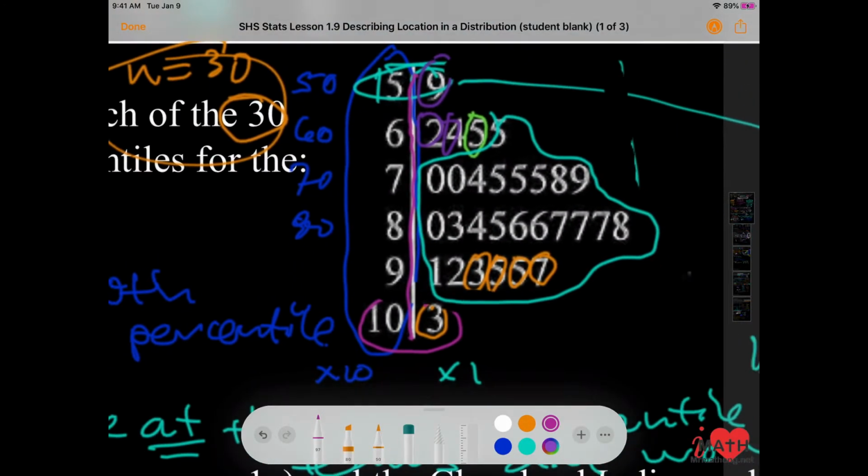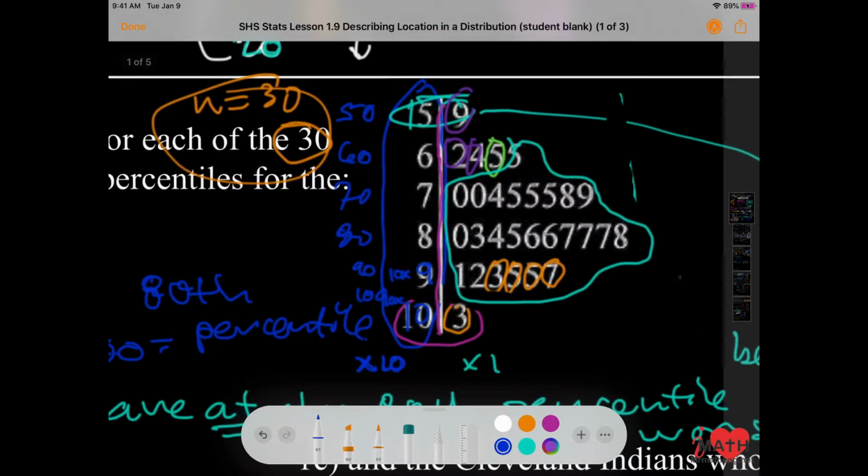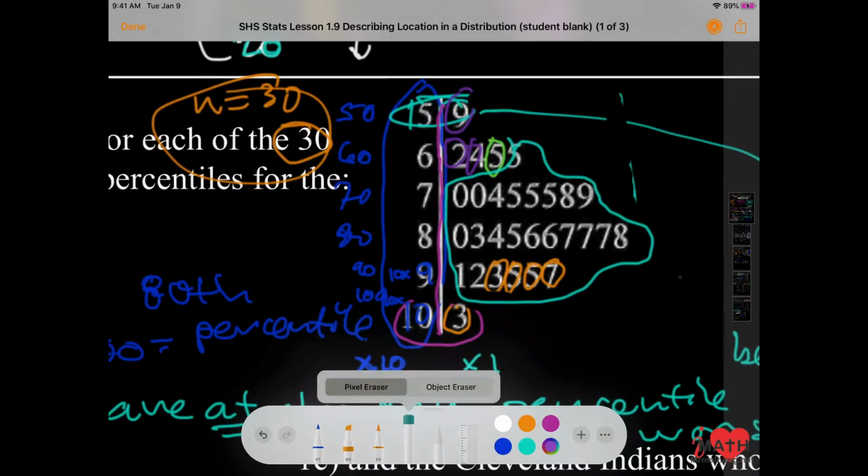The stems there in blue are actually multiplied by 10. So 9 times 10 gives me 90, and 10 times 10 gives me 100. So this number right here represents 103. Okay? Now, the Colorado Rockies are at 92. So let me erase a bunch of this.